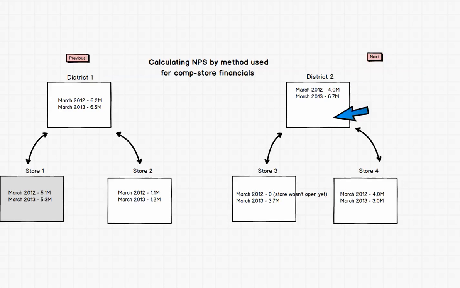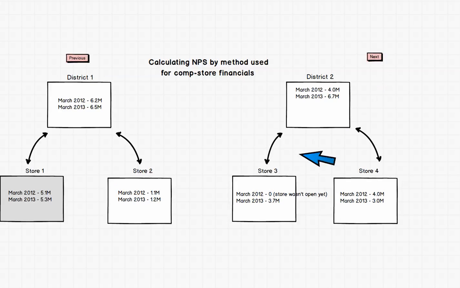If you look at District 2, let's say District 2 has store number 3 in it, and store 3 was not yet open in March 2012, so we have a 0 here. For March 2013, they did 3.7 million. Store 4, on the other hand, started March 2012, did 4 million, and then March 2013, they decreased to 3 million. But if you look at the financials, just doing a normal roll-up method, not using comp store financials, it would show that March 2012 was 4 million, and March 2013 they increased it to 6.7 million.